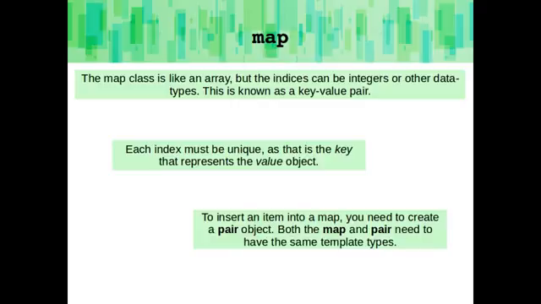The map class is like an array, but the indices can be integers or other data types. This is known as a key-value pair. Each index must be unique, as that is the key that represents the value of the object. To insert an item onto a map, you need to create a pair object. Both the map and the pair have to have the same template types.